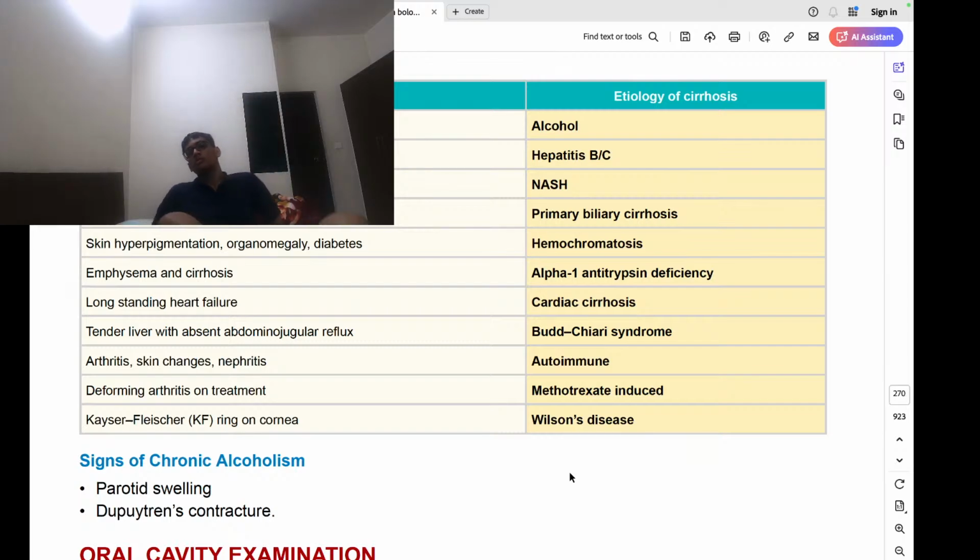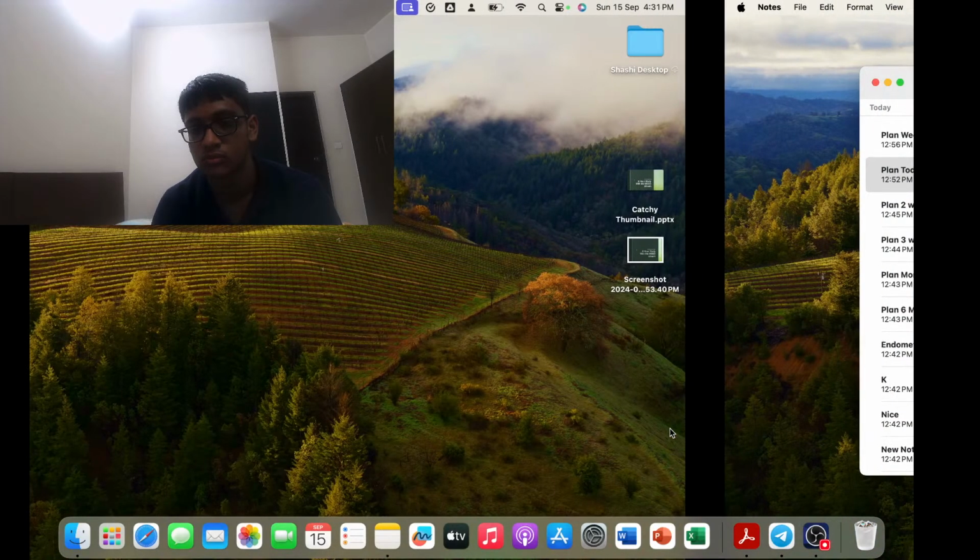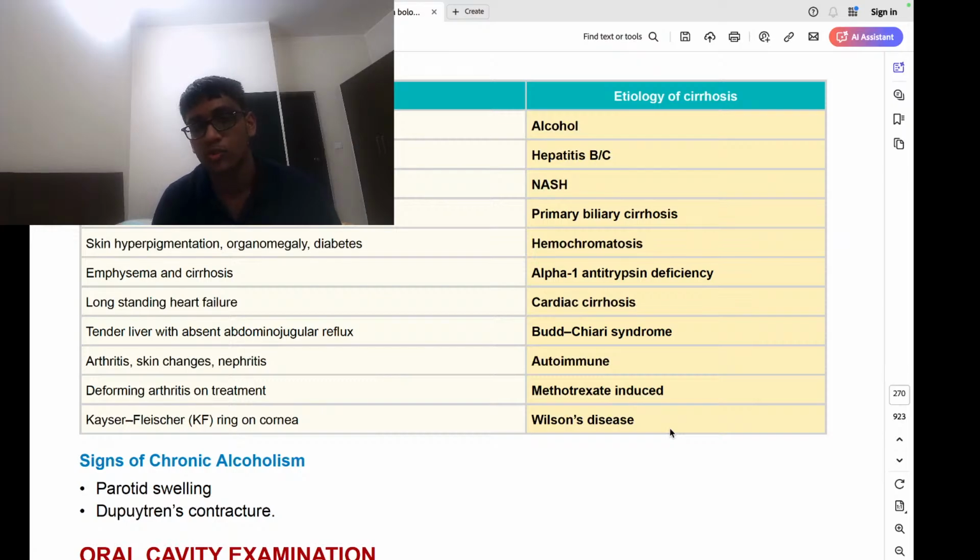Okay, pointing to the etiology of cirrhosis: dilated veins and Dupuytren's contracture is usually alcohol. Then tattoo marks and jaundice is usually hepatitis B or C. Metabolic syndrome is NASH. Xanthoma and xanthelasma is obstructive jaundice, primary biliary cirrhosis. Skin hyperpigmentation, organomegaly, diabetes is hemochromatosis. Emphysema and cirrhosis is alpha-1 antitrypsin deficiency.